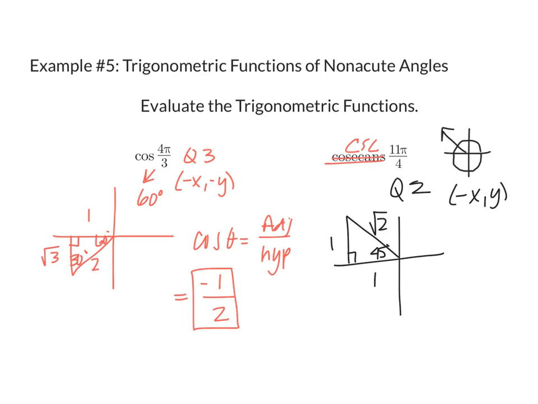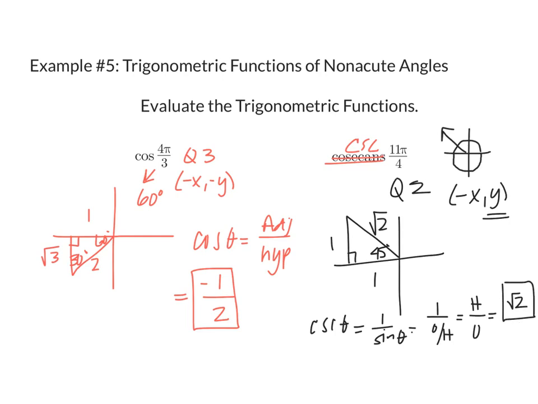Now, cosecant theta is a reciprocal of sine theta. What we know about sine is that sine is opposite over hypotenuse. So therefore, we're asking for hypotenuse over opposite. Hypotenuse here is the square root of 2. The opposite is 1. And since we're talking about a reciprocal of sine, it should be positive or negative based off of the y value. And in this case, y is positive. So square root of 2 is our answer.